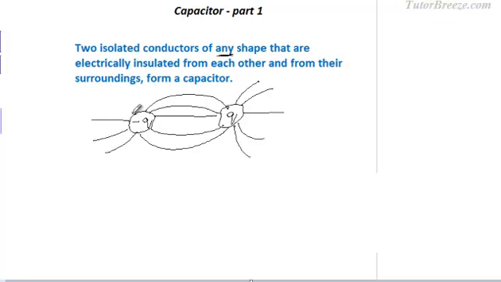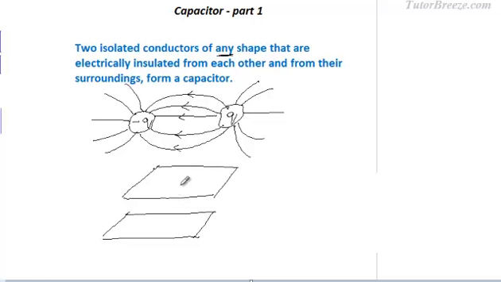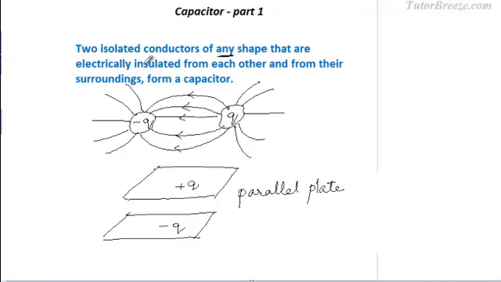Now what we will typically look at will be a parallel plate capacitor, in which case you have two plates which are placed parallel to each other. So this is a typical arrangement of a capacitor in which one plate carries a charge of plus Q and the other is minus Q, and this is a parallel plate capacitor.